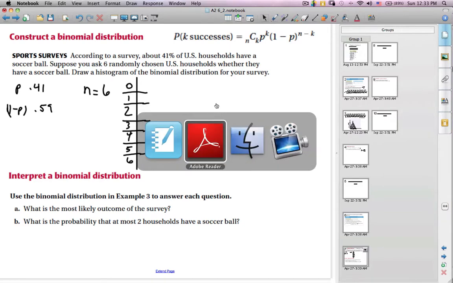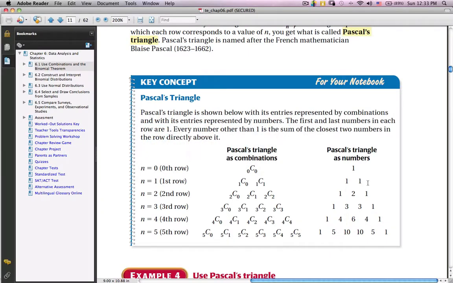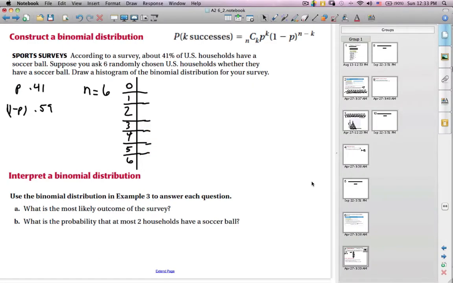So if I go back and take a look at the book, I have Pascal's triangle here, but the book only gave me Pascal's triangle to the 5th level. If I want the 6th level, I'll have to add. So I'll have 1, 6, 15, 20, 15, 6, and 1. So let me go back and put those down. So my combinations would be 1, 6, 15, 20, 15, 6, and 1.